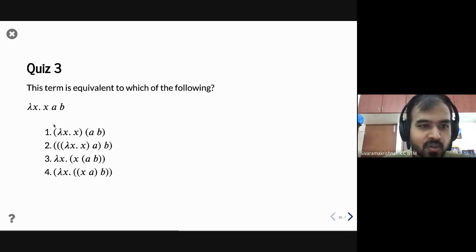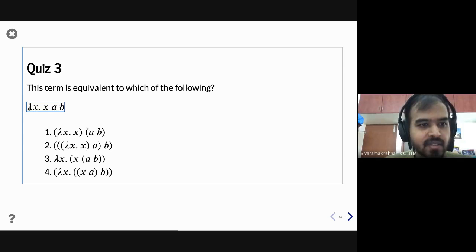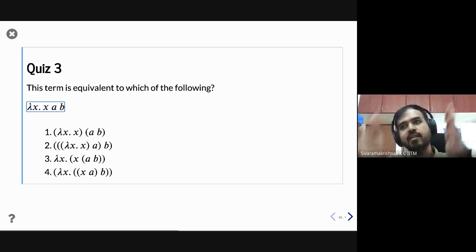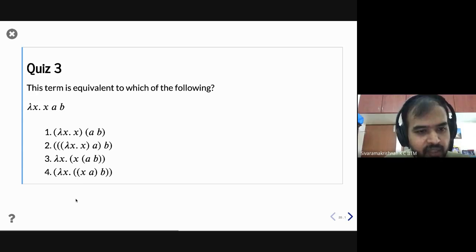So how do we parse this expression? That's the first question. There is a lambda here, and the convention is that there is a bracket that starts from here and goes all the way to the end. And there is an application XAB. When you have applications of these terms, XAB, CD, EFG, the application is left associative. So you apply the leftmost term together, and then that is applied to the subsequent term, and so on. So the answer is the fourth one.